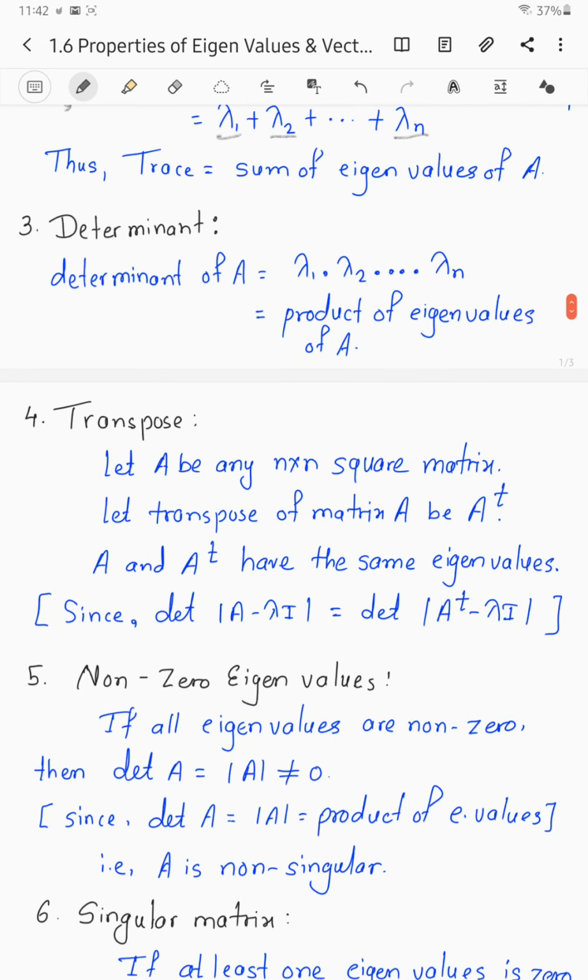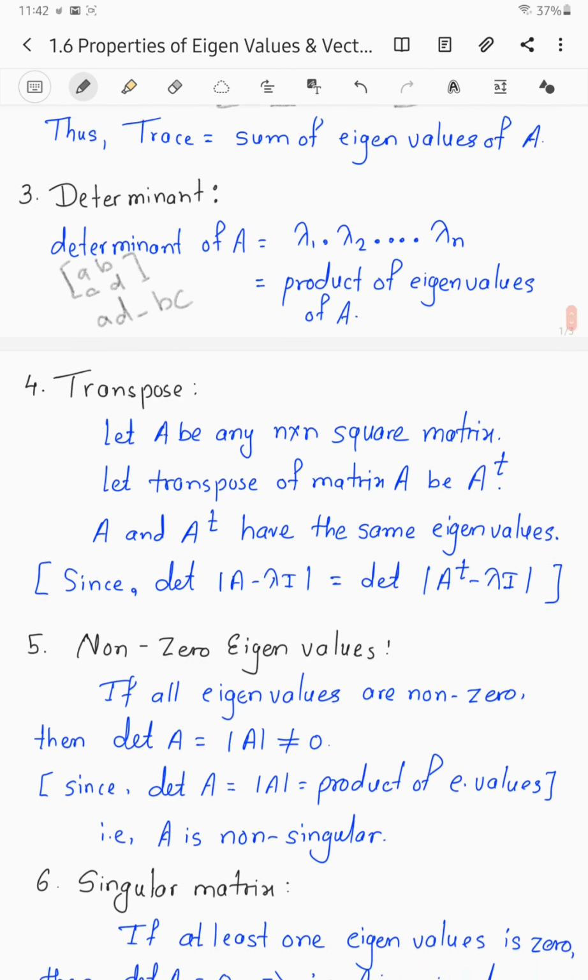Now the determinant of A is nothing but the product of the eigenvalues of A. We all know how to find the determinant of a 2 by 2 matrix. If the matrix is A, B, C, D, then its determinant is AD minus BC. This determinant and the product of the eigenvalues of the same matrix A are both the same. You can check this from the above examples 1 and 2.